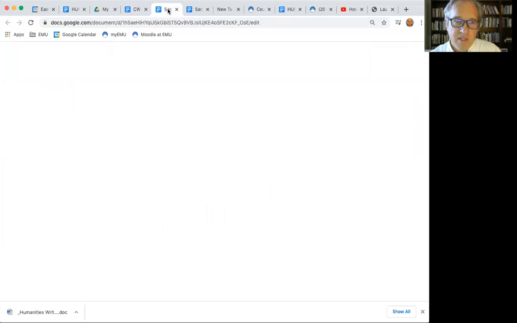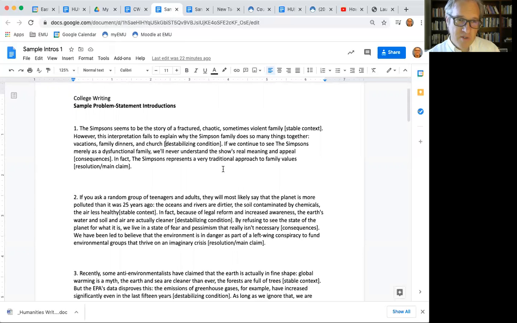Okay. The second handout that I want you to look at is just a handout of sample introductions that I've gleaned from old student papers. So here's one that will give you just a really quick way of seeing how these pieces or parts fit together. The Simpsons. Who knows how many of you know about The Simpsons, but you can Google it if you don't know the show.